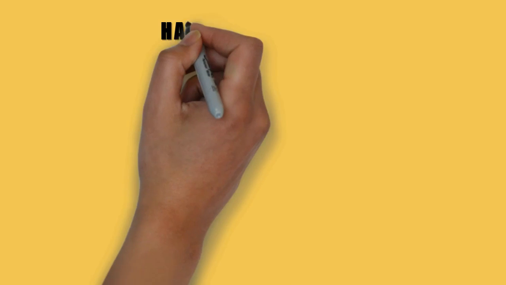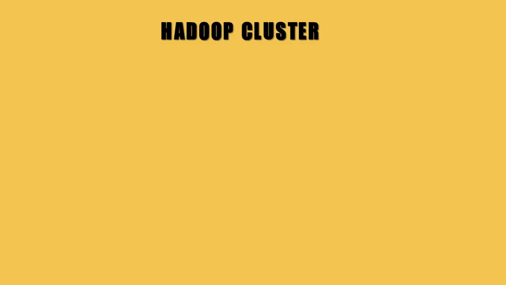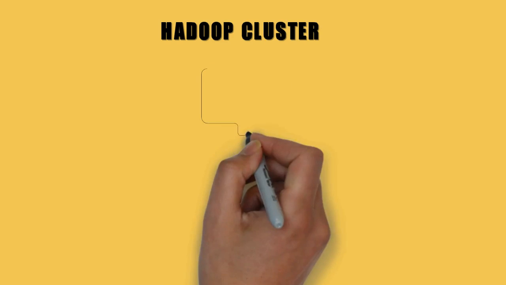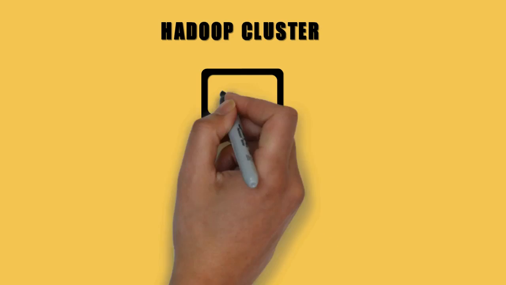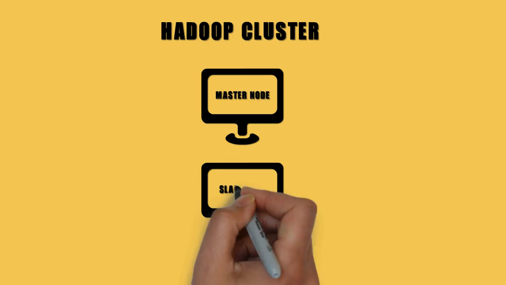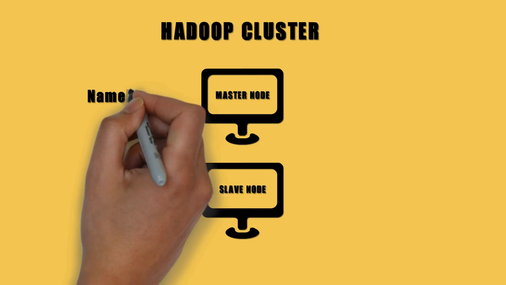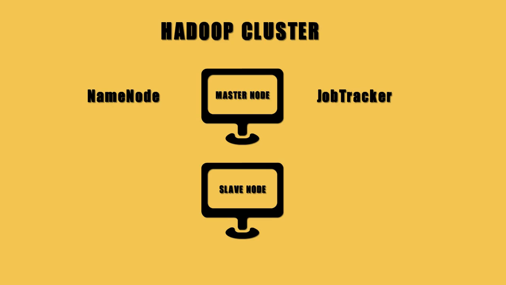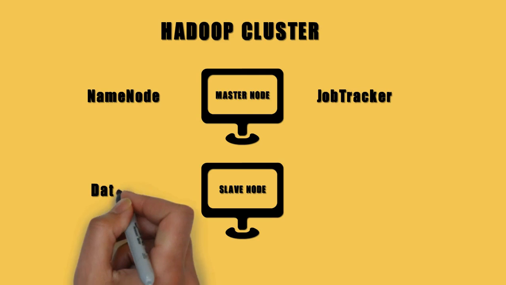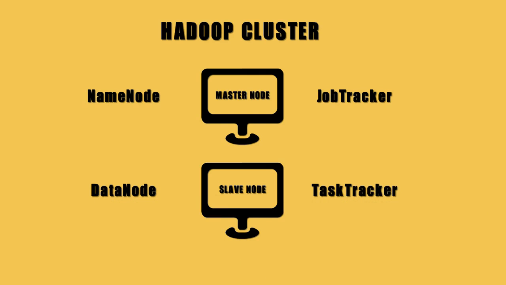Now let us try to understand what actually makes up a Hadoop cluster. A Hadoop cluster is made up of two kinds of nodes. The first one is the master node and the second one is the slave node. The master node is responsible for running the name node and the job tracker daemons. For your information, node is a technical term used to describe a machine or a computer that is present within a cluster. And daemon is a technical term used to describe a background process that is running on a Linux machine. The slave node, on the other hand, is responsible for running the data node and the task tracker daemons.